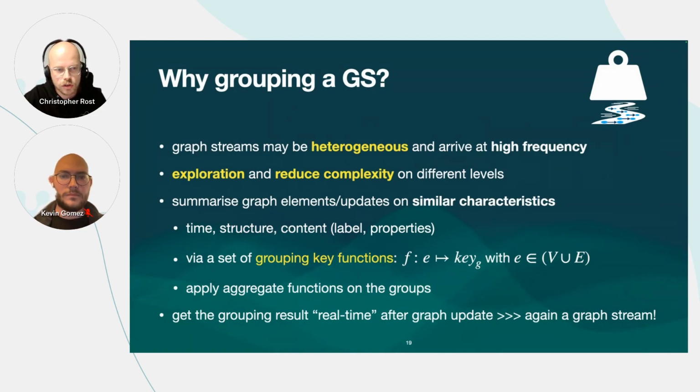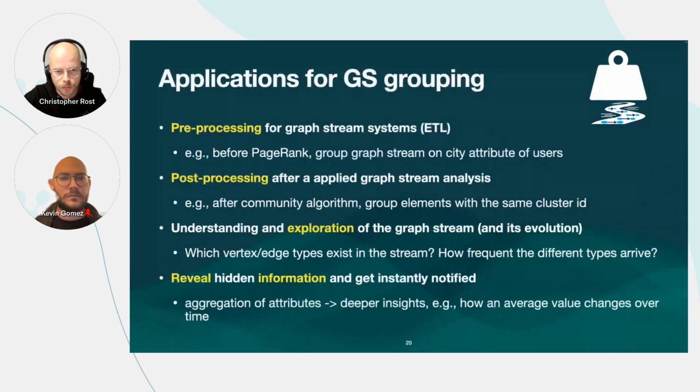And in addition to these groupings, when we have the summarized version of our graph, we can apply aggregate functions. This means we can, for example, count the vertices or edges that are grouped together, or calculate a minimum, maximum, or average of a property value. And the grouping result, again, is a graph stream. So in real time, we have our grouped results as an output.